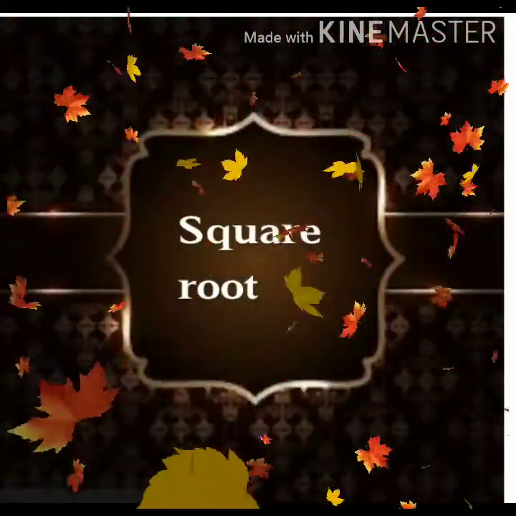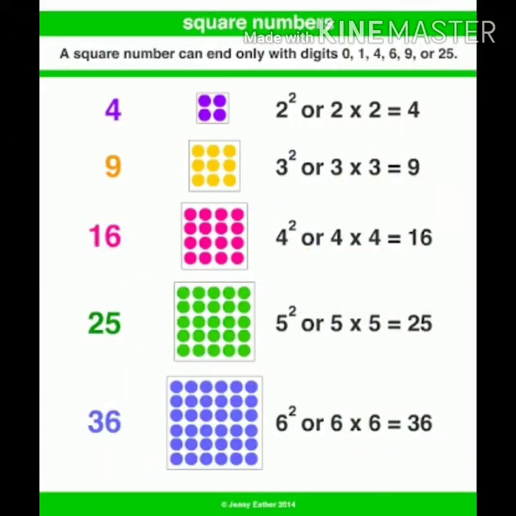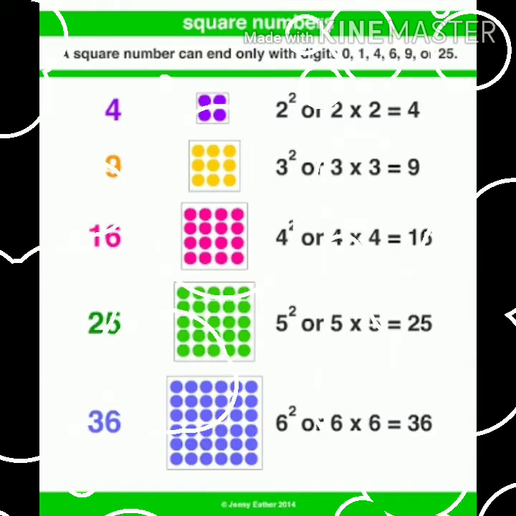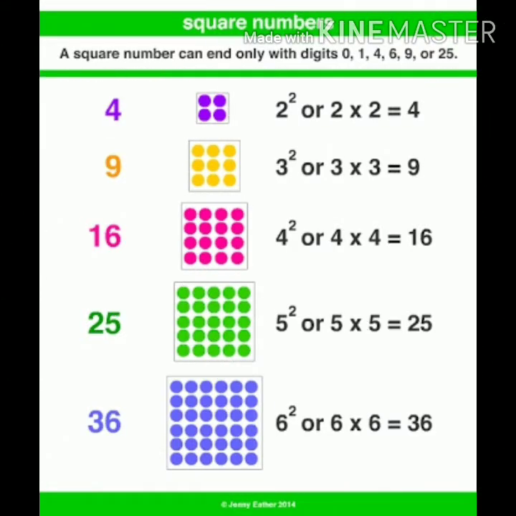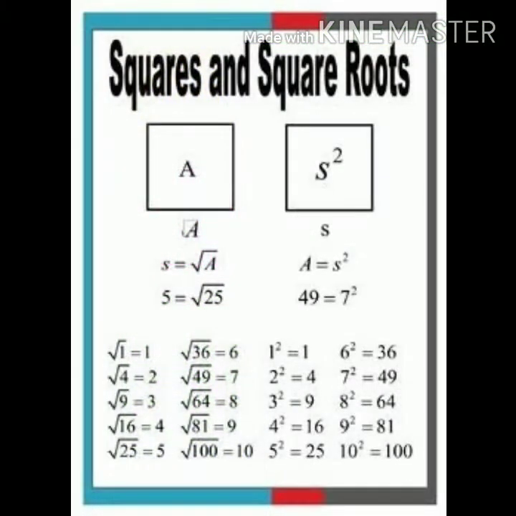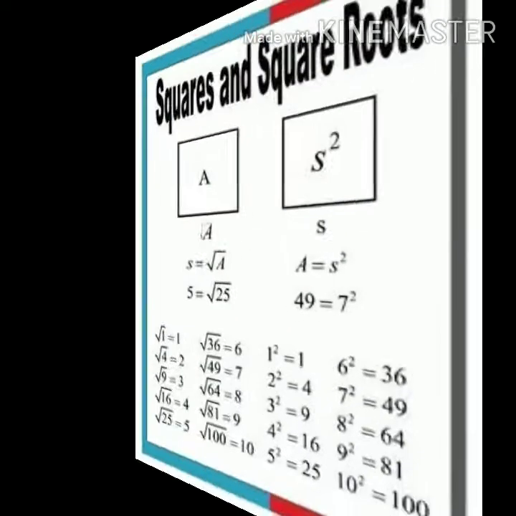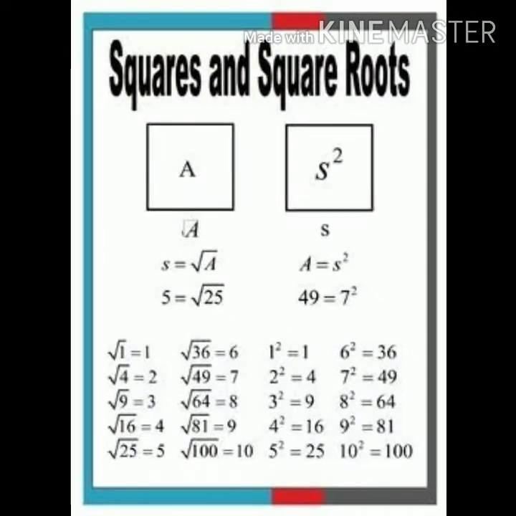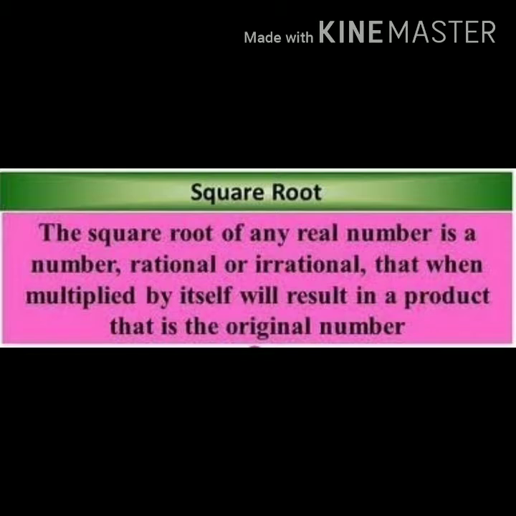In this case, first we learn the square root. What is a square root? A square number can end only with the digits 0, 1, 4, 5, 6, 9. First we learn squares and square roots. So what is a square root? The square root of any real number is a number, rational or irrational, that when multiplied by itself results in a product that is the original number. That is a square root.